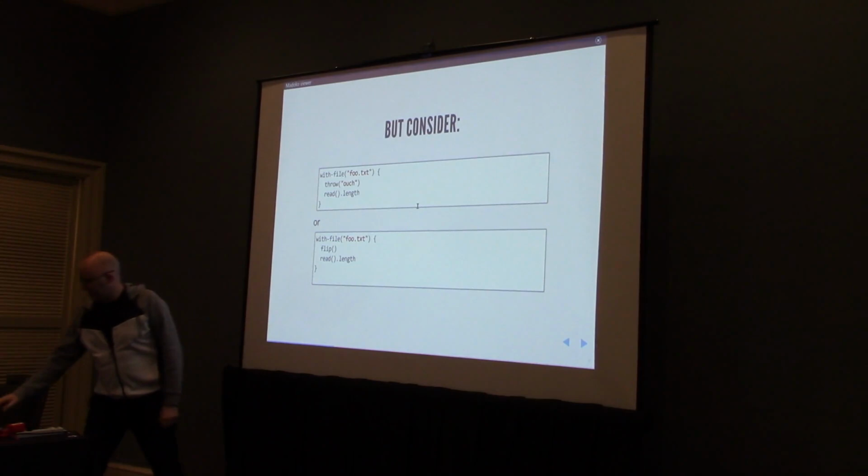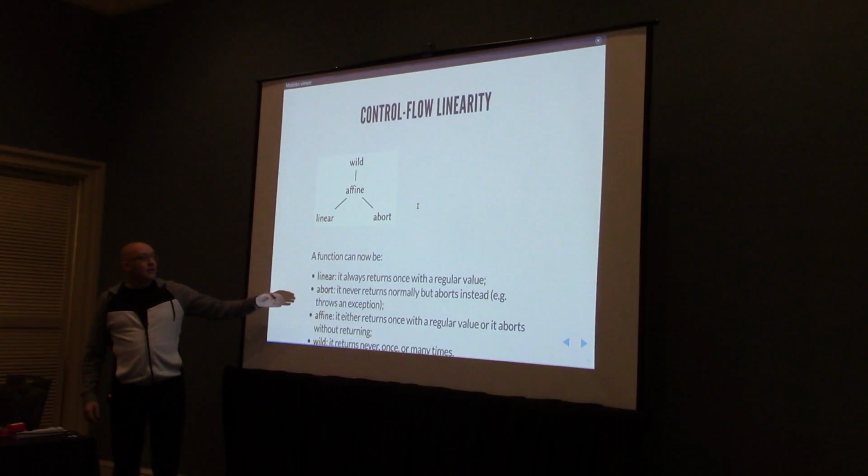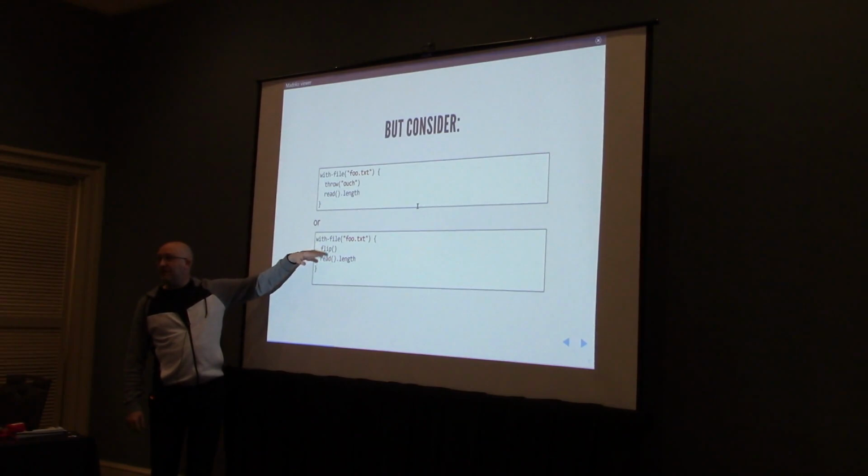So to get a grip on this, we define this notion of control flow linearity. This is all about knowing how often a function can return, because that's really what I want to know. I want to know, when I do a with file, that the action here doesn't do these funky things of multiple resumptions.